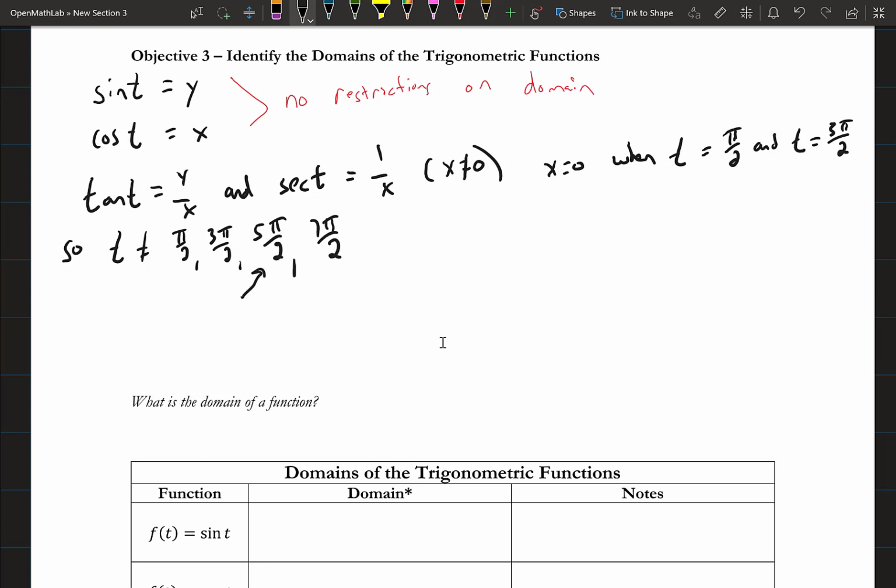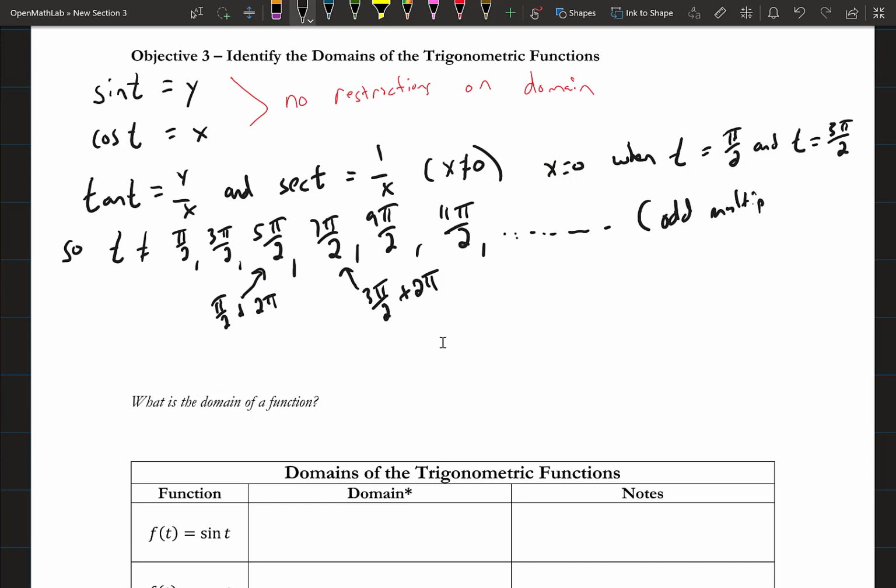This one was pi over 2 plus 2 pi, and this one, 7 pi over 2, was 3 pi over 2 plus 2 pi. And then we could keep going, keep adding 2 pi to each of these. It turns out that these have a pattern. These are just odd multiples of pi over 2. Notice my odd integers: 1, 3, 5, 7, 9, 11, and so forth. We're just taking those numbers and multiplying by pi over 2.